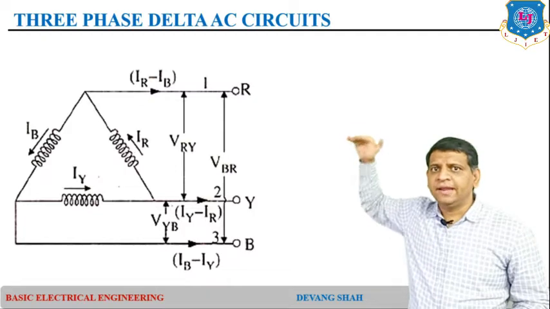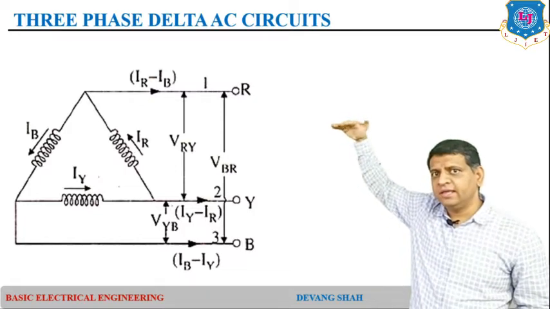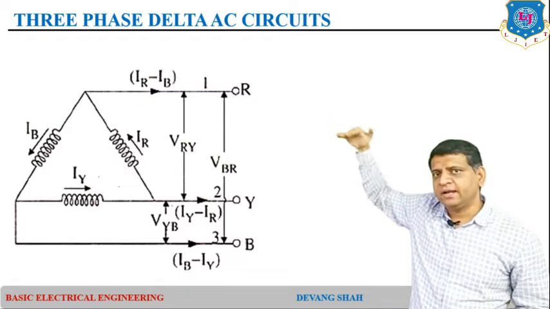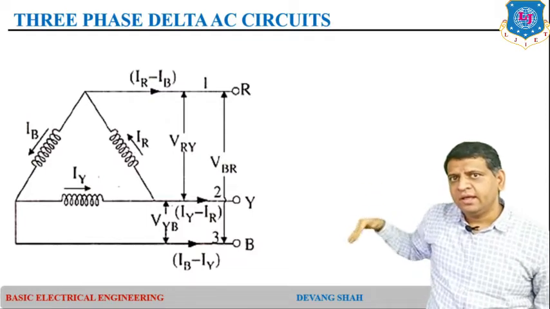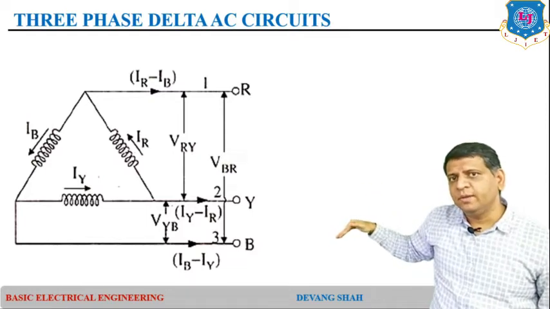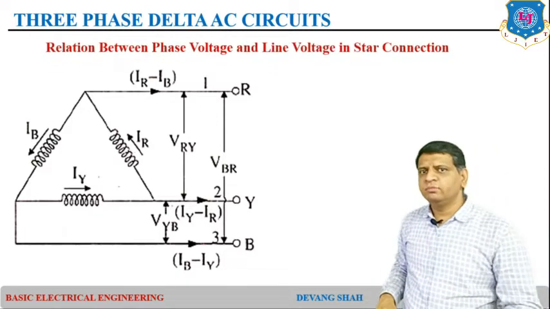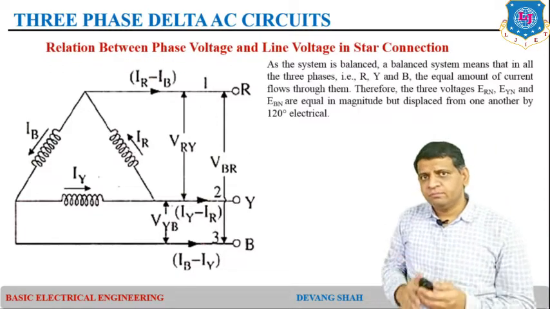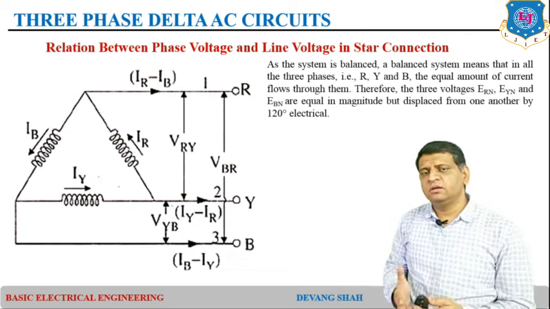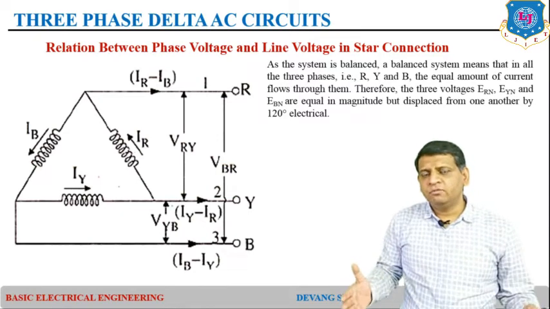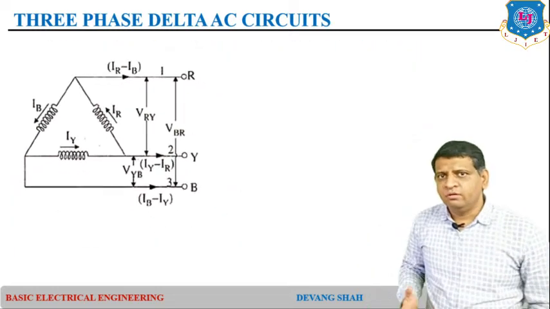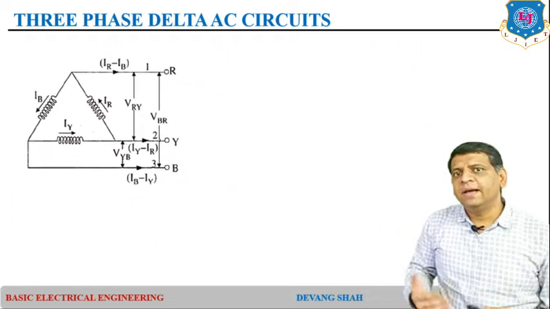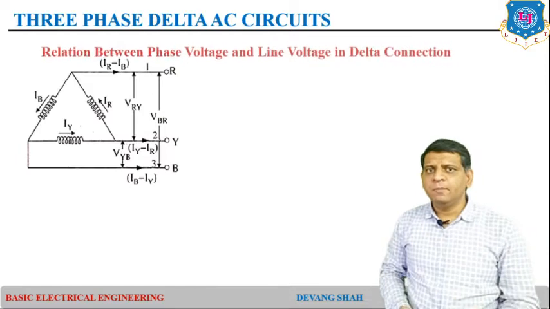So, that line current IL1, you can see here, is nothing but the difference of IR and IB, IL2 is nothing but the difference of IY and IR, and IL3 is nothing but the difference of IB and IY. From this, if we first start and try to understand, these phases R, Y and B are 120 degrees apart from each other. So, first I am looking at a balanced delta connection.